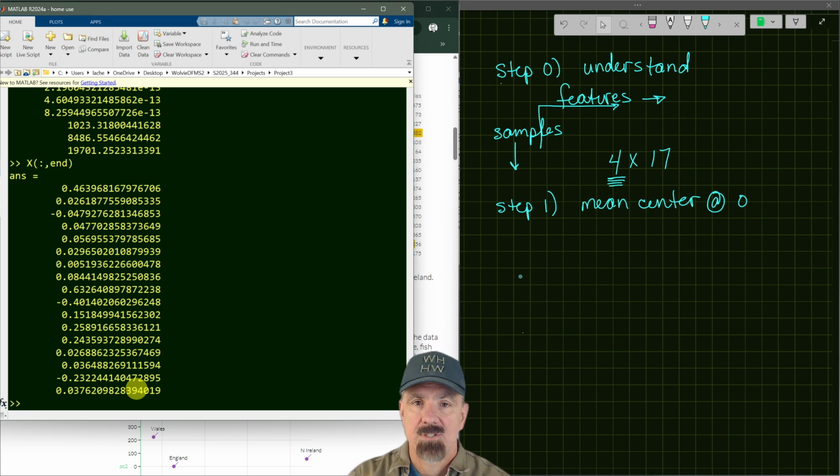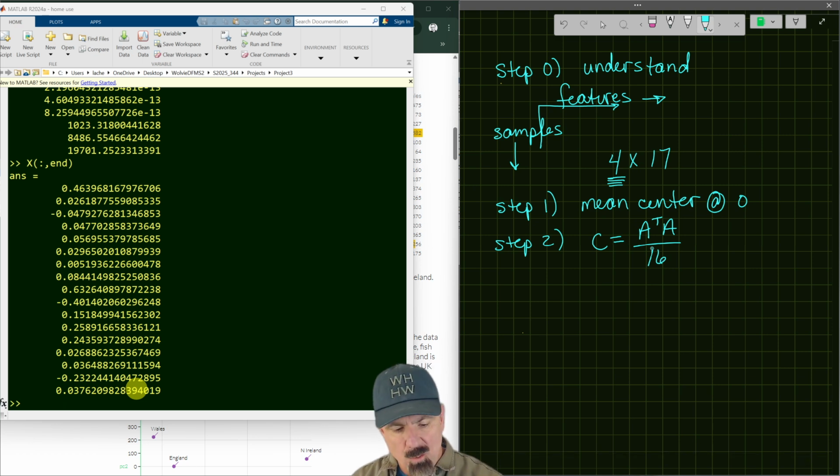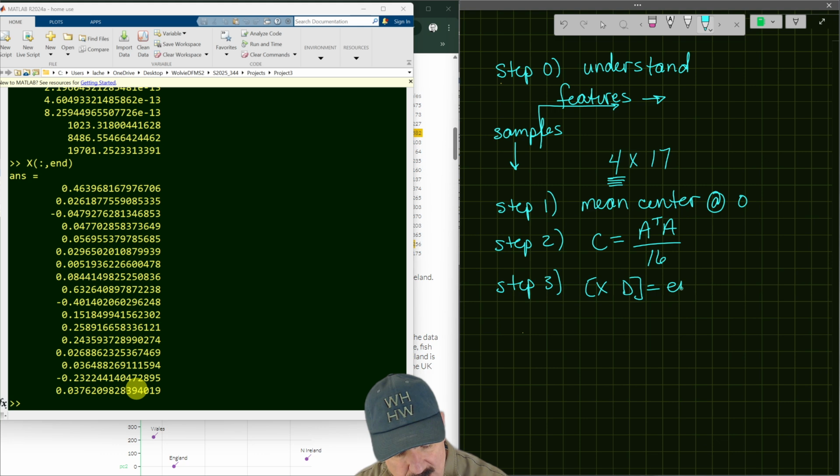Let me write down the steps. So step 2, we built the covariance matrix. The covariance matrix was A transpose A divided by 17 minus 1, which was 16. Remember, the A has already been mean-centered. Then step 3 was to apply the eigenvalues and eigenvectors. So what we did was XD is equal to eig(C).